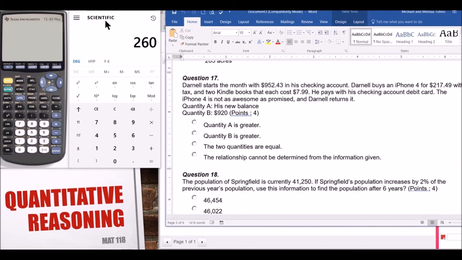All right, let's go right into the calculator here. So we start at 952.43. Now, obviously, we can subtract the 217.49, but that's going to go back in. But let's just play it out just in general. Minus 7.99, and he bought 2 of those. Then he brought back that iPhone, and so we're at 936.45 versus 920, so quantity A.